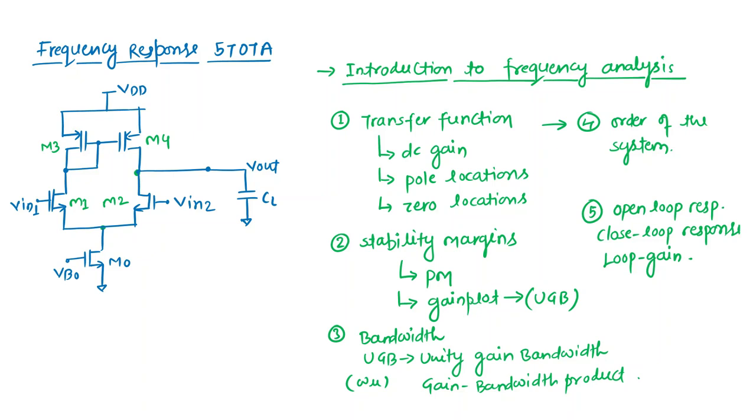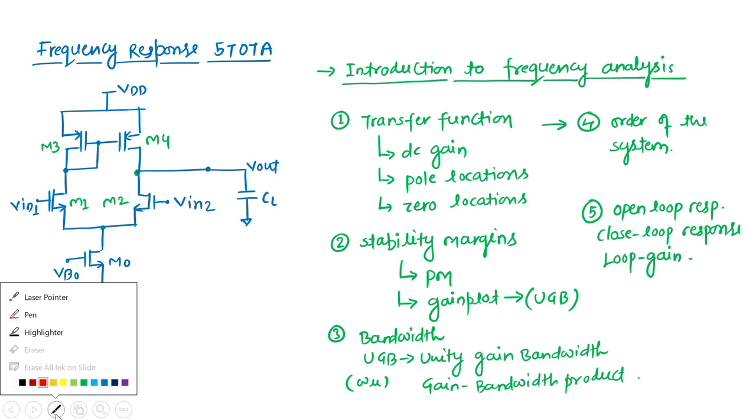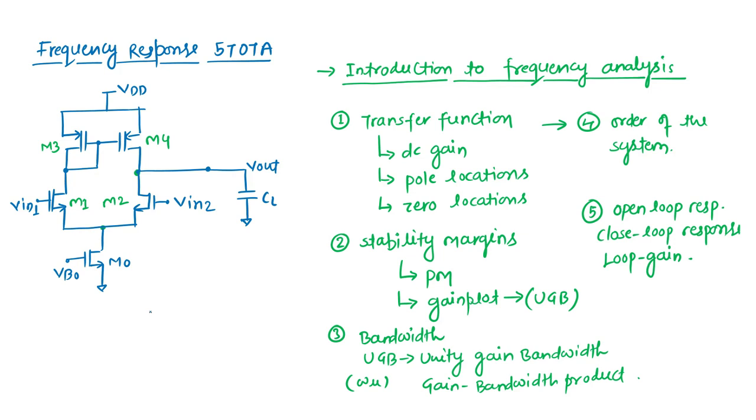Hello everyone. So we'll continue the frequency response of the 5 transistor OTA structure. We have seen in the previous videos, on the top level, how to calculate the pole, how to calculate this transfer function and write its poles, zeros and whatever possible, UGB as well. So in this video we'll extend this concept to some more depth.